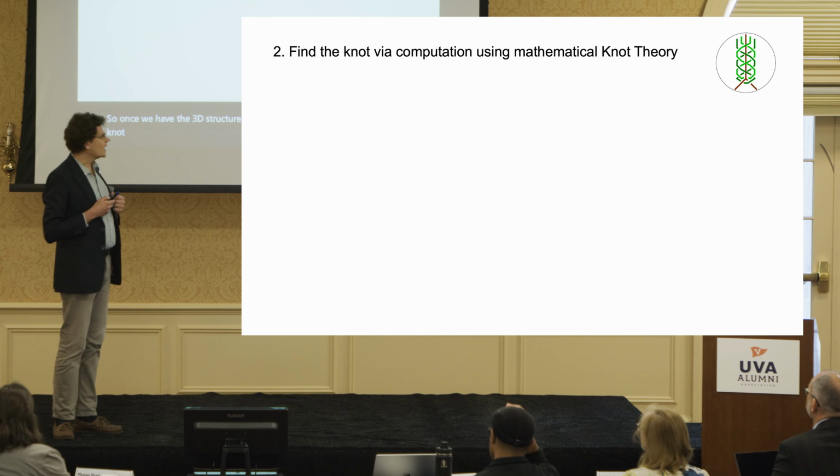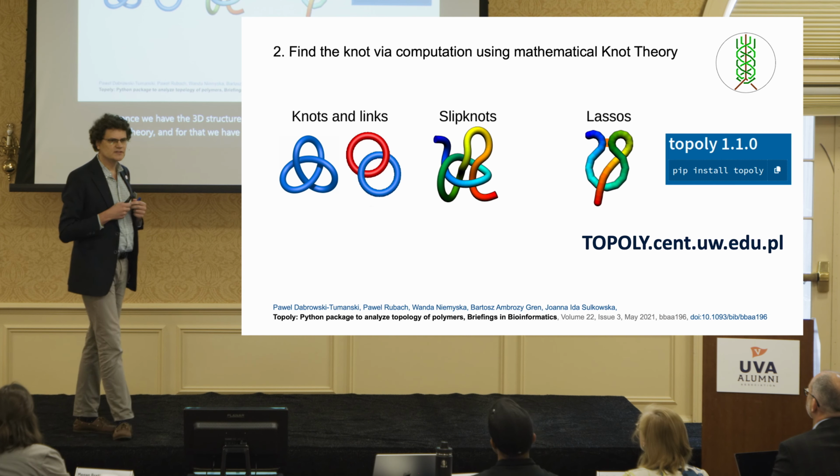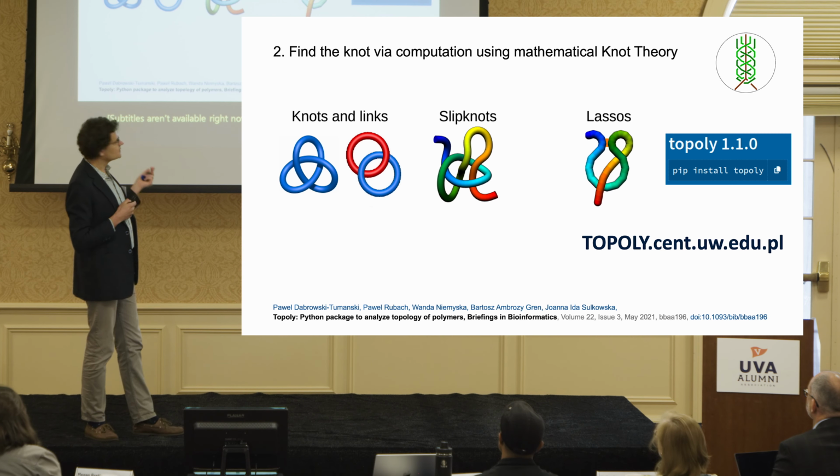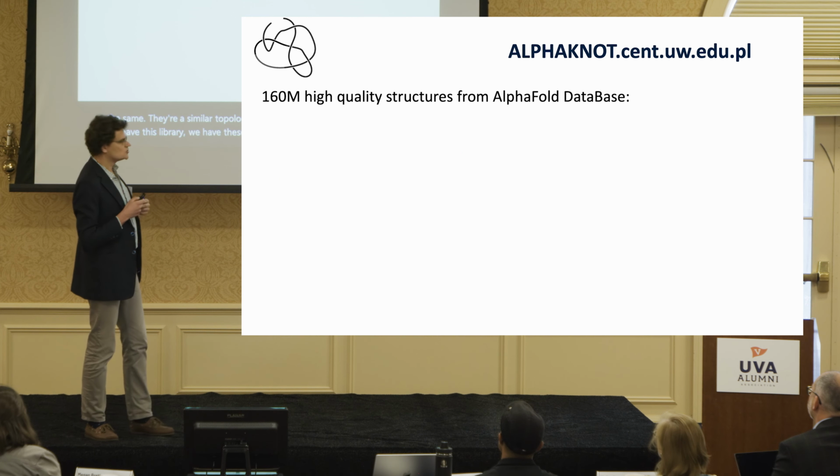So once we have the model, the 3D structure, the next step is to apply mathematical knot theory. And for that, we have come up with a library where we worked together with mathematicians and implemented polynomial invariants, these kinds of algorithms that are used to detect knots, but also slip knots. Well, a slip knot is actually what we want to have on the shoelaces, right? We want to untie them easily. And then we also have lassos, which are like a cowboy's lasso, with a similar topology.